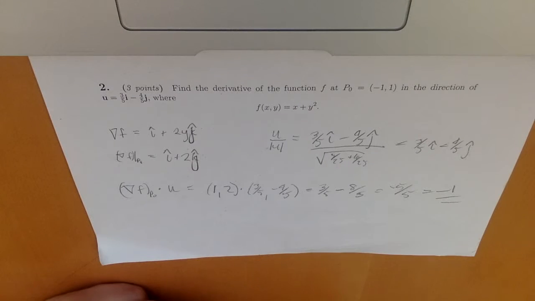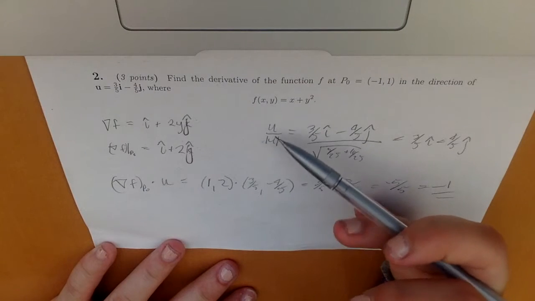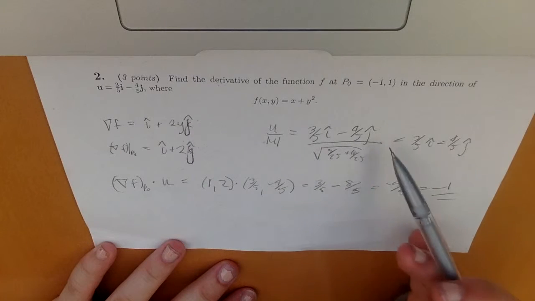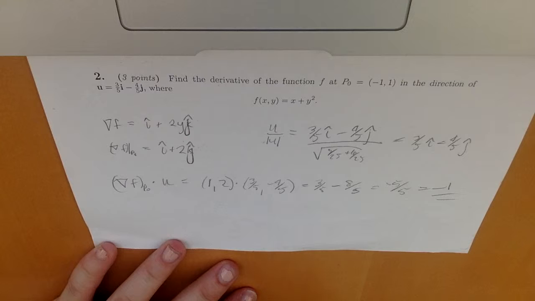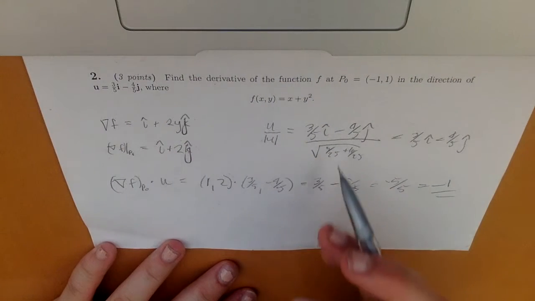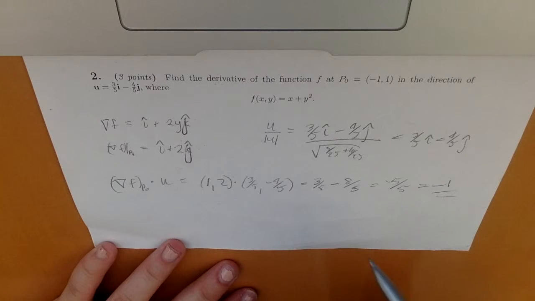Now we have to dot this with our unit directional vector, but before we can do that, we have to make sure that our directional vector is a unit vector. The way that I do that is I look at the directional vector u over the magnitude of u. The magnitude of u is going to be the square root of 3/5 squared, which is 9/25, plus negative 4/5 squared, which is 16/25. So we get u, which is 3/5 i minus 4/5 j over the square root of 9/25 plus 16/25.